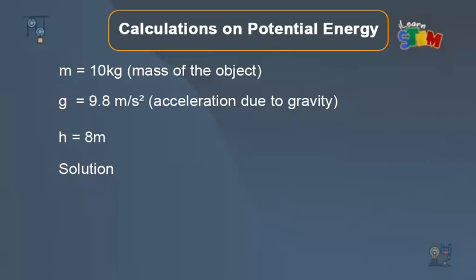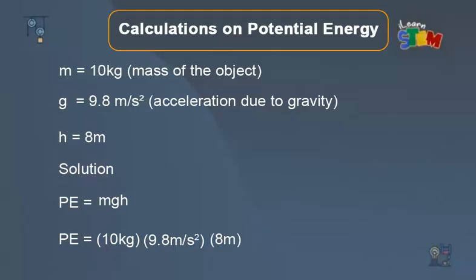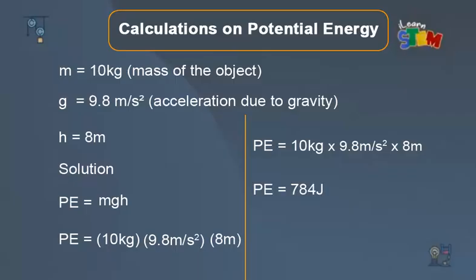Solution. Substituting the values into the equation. Potential energy equals mgh. Potential energy equals m, which is 10 kilograms, times g, which is 9.8 meters per second squared, and h, which is 8 meters. Multiply all: 10 kilograms times 9.8 meters per second squared times 8 meters, which gives us 784 joules. Therefore, the potential energy of the object is 784 joules. It is not too difficult.